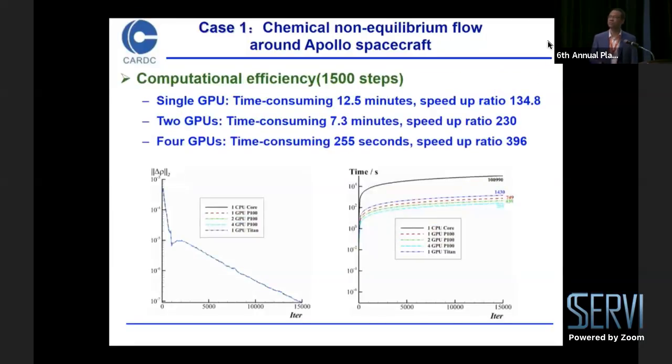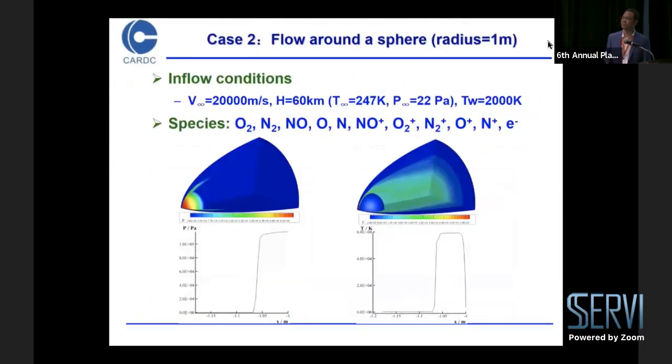The computational efficiency. For the single GPU, the time consumed is about 12.5 minutes. For 2 GPUs, the time consumed is 7.3 minutes. And for 4 GPUs, the time consumed is about 4 minutes. And we see the speed up ratio is high. For the single GPU, the speed up ratio is 134.8.